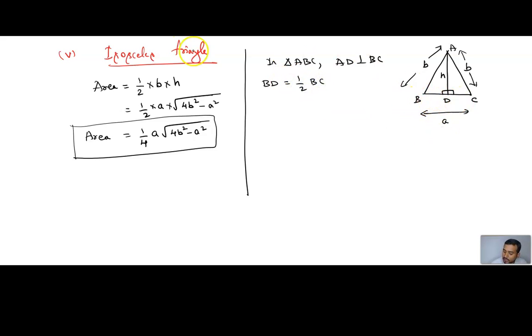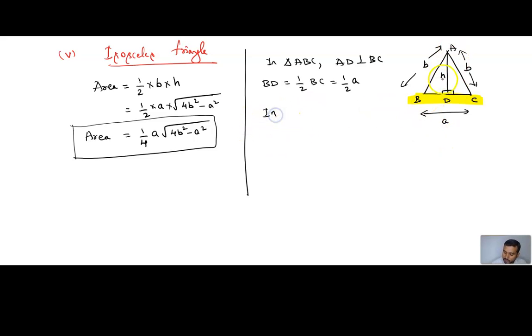Can you see this side BD? So, the total side is BC. So, BD will be half of BC. That can be written as half of A, because we have taken the side BC as A units. So, BD will be half of A. Now, any one triangle we can take.